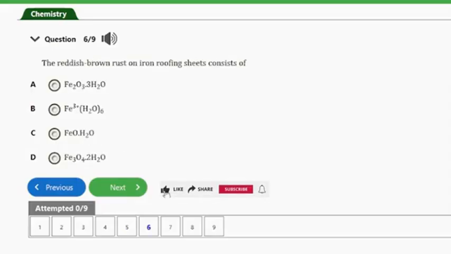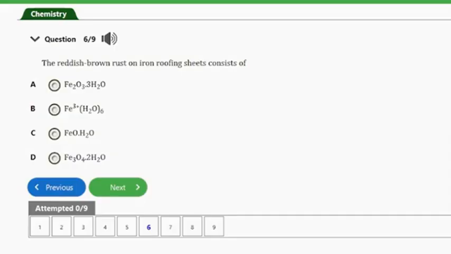Question number 6, it says, the reddish brown rust on iron roofing sheets consists of A, Fe2O3 3H2O, B, Fe H2O6, C, FeO H2O, and D, Fe3O4 2H2O. So guys, the answer to this question will be Fe2O3 3H2O, and that's hydrated iron 3 oxide.